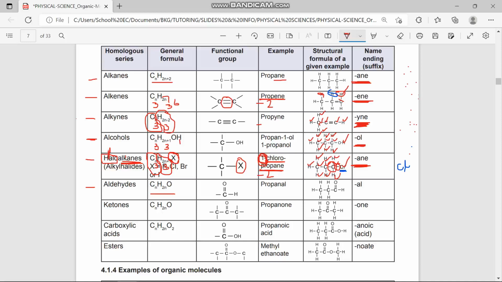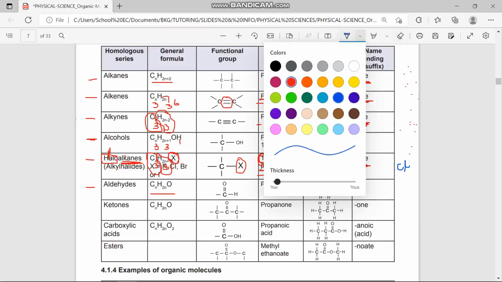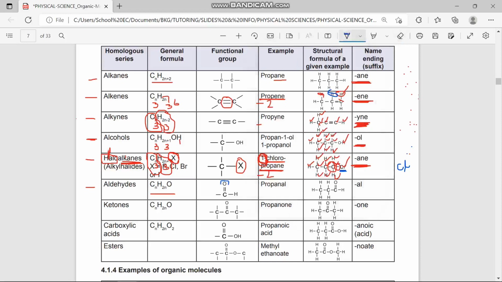So the functional group is the O bond, the oxygen bond. This is what I was trying to explain before. The oxygen is bonding with the last carbon atom in the compound, always in aldehydes. So the last C atom is bonding with this oxygen. That's how it goes. Let me re-explain, I think there's something I've missed there. Let me use blue for this O. This O, as you can see, is bonding with the last C atom.